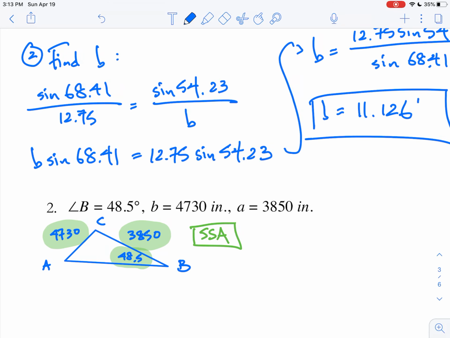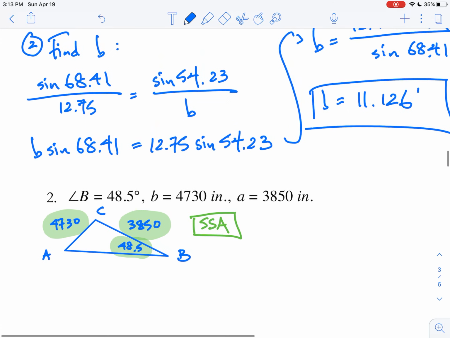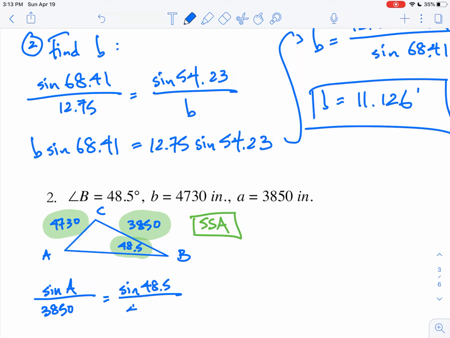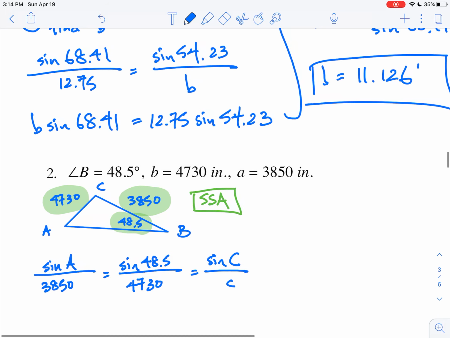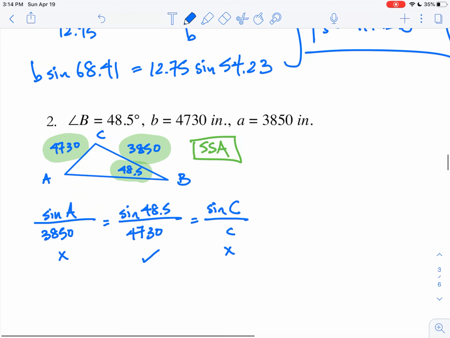All right? So let's set up our law of sines and see how we can go about this. So sine of A over 3850 equals sine 48.5 over 4730 equals sine of C over c. All right, one full pair, not a full pair, almost a full pair.